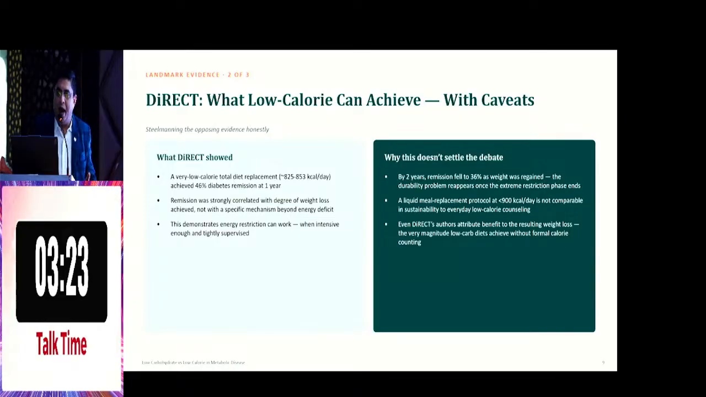Even the DiRECT trial authors attribute the benefit to the resulting weight loss. Ultimately, our target is weight loss, however we do it. Attribute benefits of the resulting weight loss, the very magnitude low carbohydrate diets achieve without formal calorie counting.